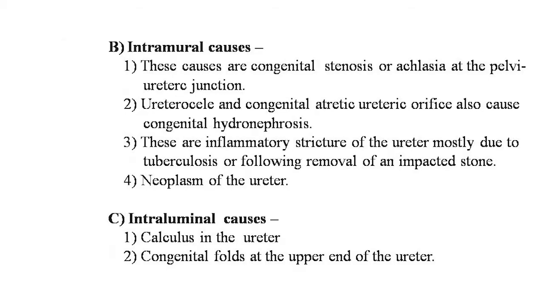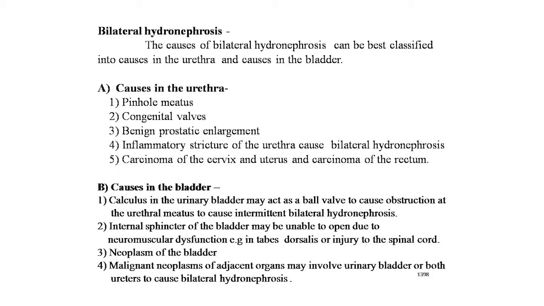Now the bilateral hydronephrosis. The causes of bilateral hydronephrosis can be best classified into causes in the urethra and causes in the bladder. First, the causes in the urethra: pinhole meatus, congenital valves, benign prostatic enlargement and inflammatory stricture of the urethra cause bilateral hydronephrosis, as do carcinoma of the cervix and uterus and carcinoma of the rectum. Second are the causes in the bladder.